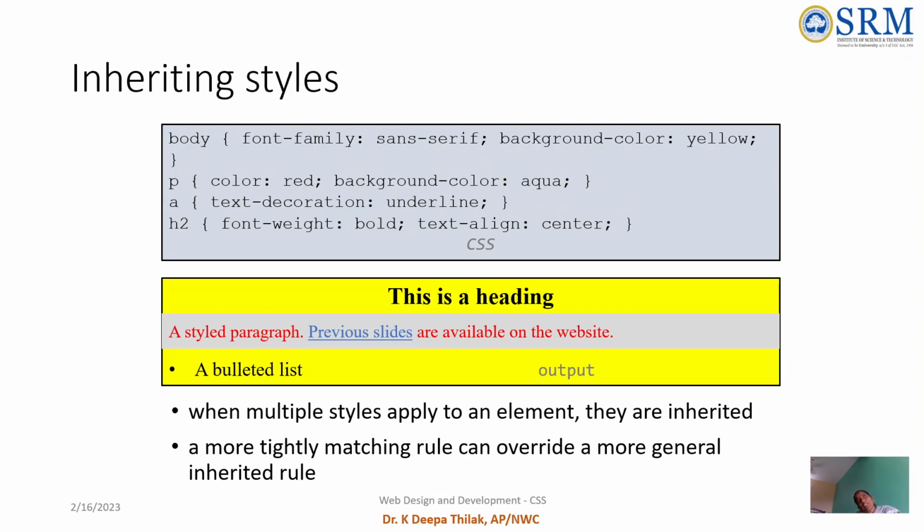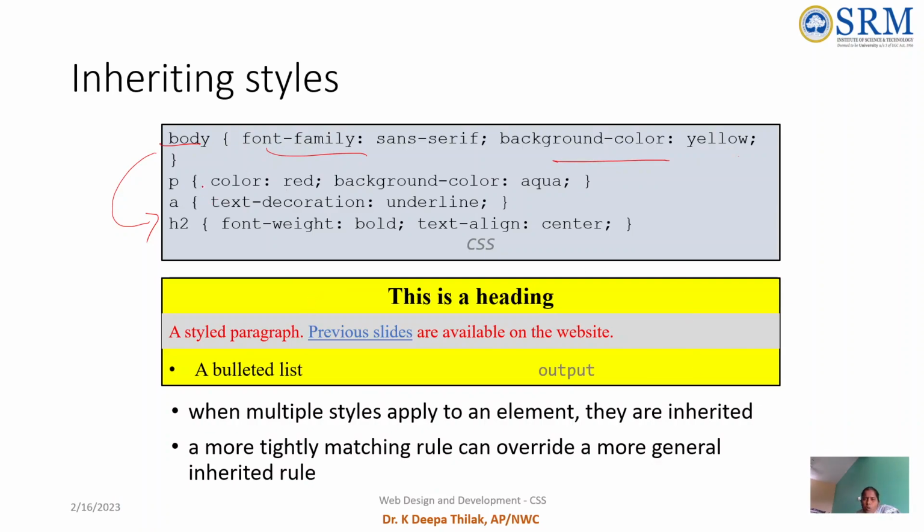And inheriting styles and conflicting styles. Inheriting style is nothing but whenever a parent has a child tag, whatever style information we have given to the parent will be applicable to the child also. So in this example, I have a body tag. Body will be the parent for all, right? So whatever font family and background color is given, it is applicable for everyone.